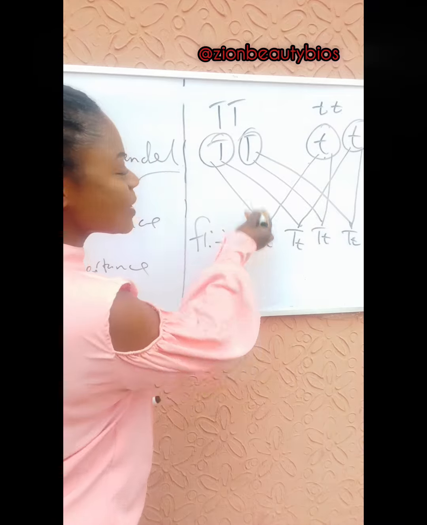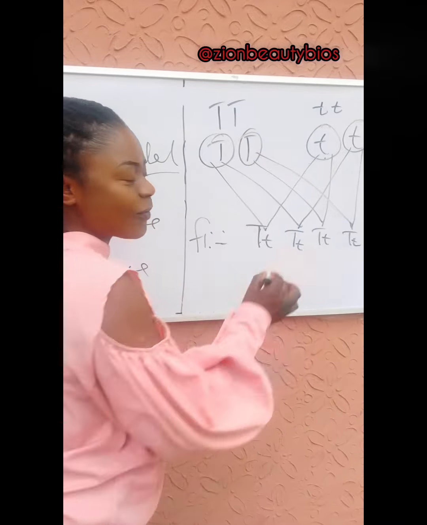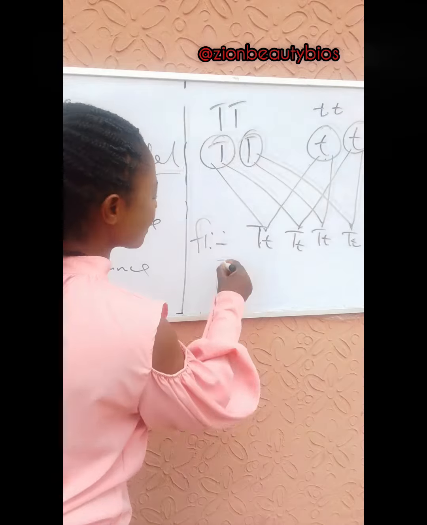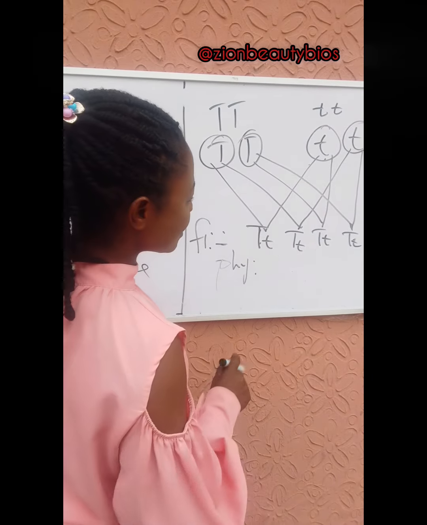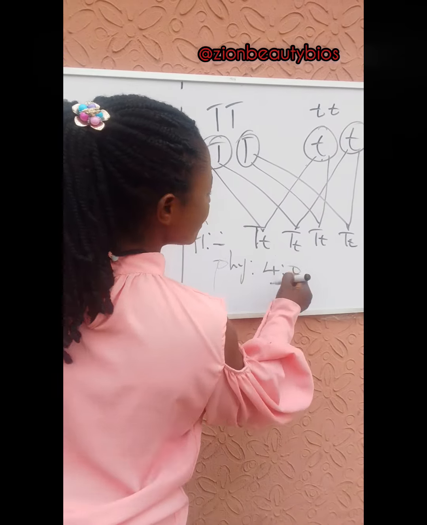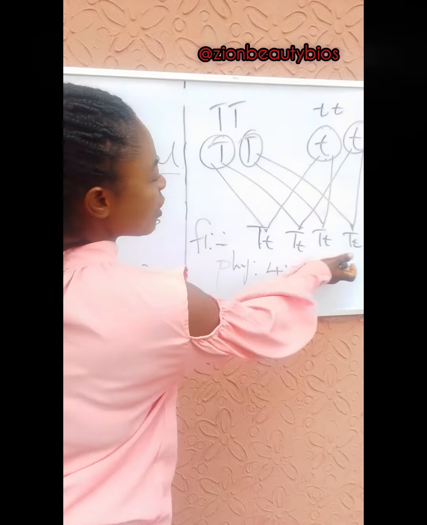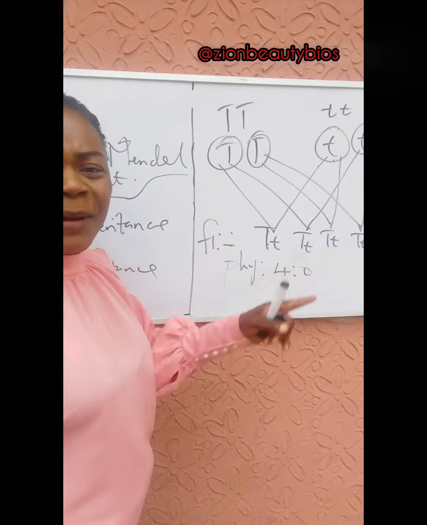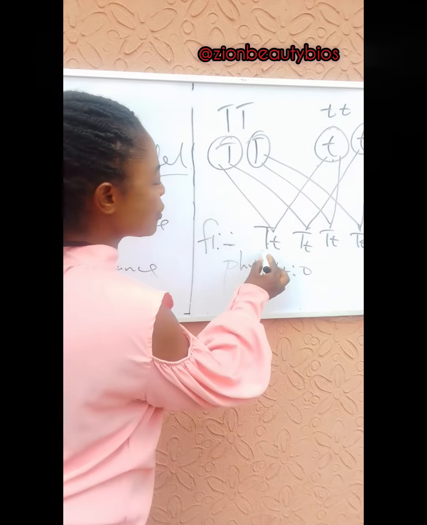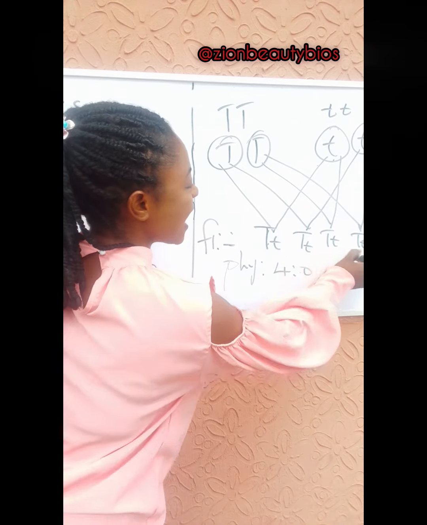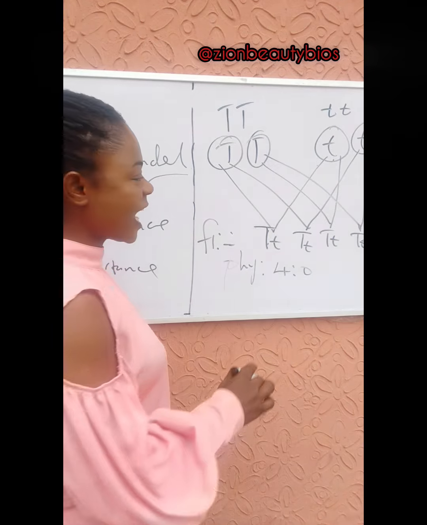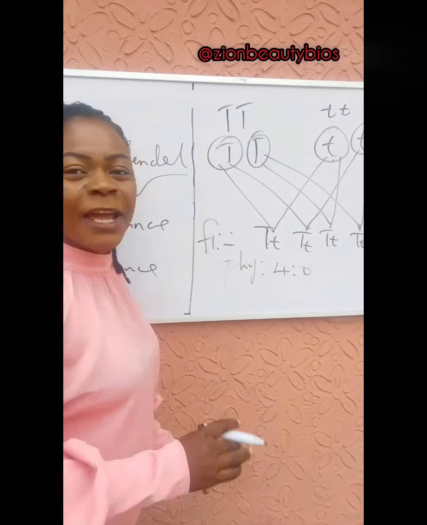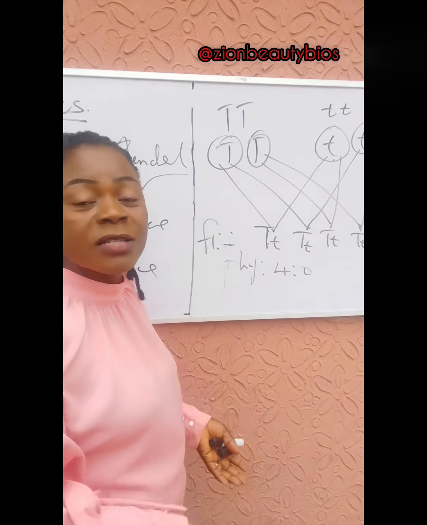We have capital T, which is the tall, and small t, the short. This is how they are. So the phenotypic ratio here now is what? 4:0. Looking at these offspring here, this proves that all of them are tall because the capital T there is the dominant gene. And all these offspring here, phenotypically, they will be what? Tall.